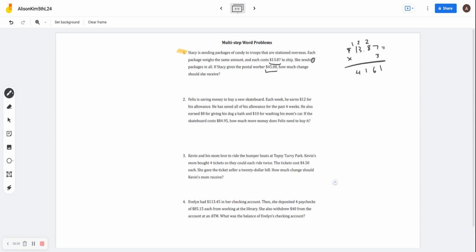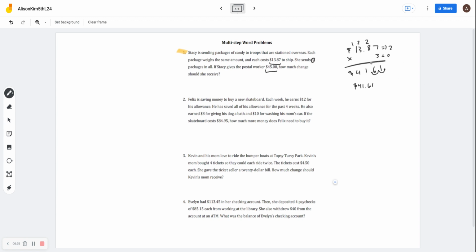Now for decimals. $13.87 has 2 decimal places. 3 has 0, so our product should have 2 decimal places. Once again, the decimal place is at the very right, and we have 2 decimal places, so we're going to move it to the left twice. 1, 2. So it should be right there, and bringing down the dollar sign. So she spent a total of $41.61.